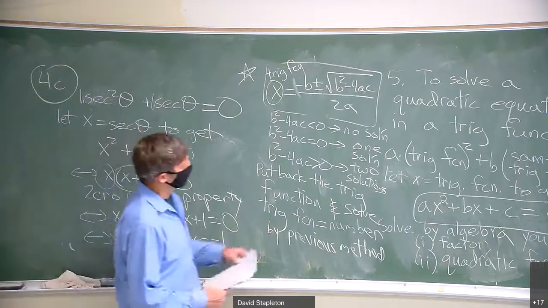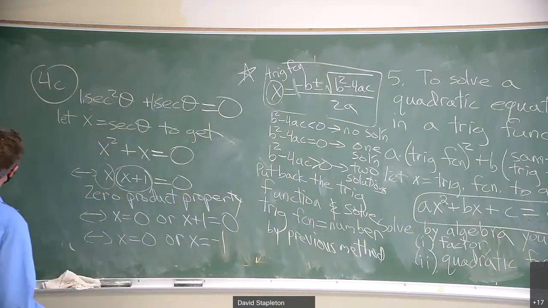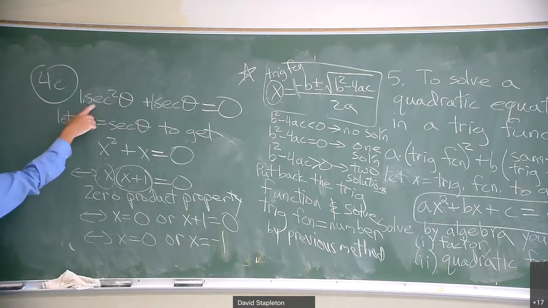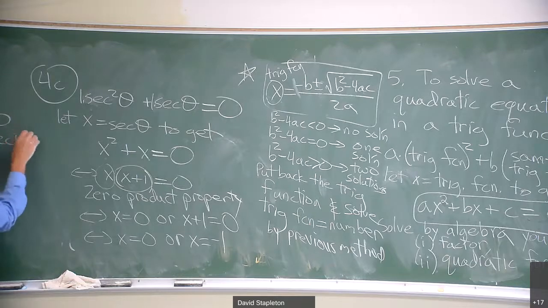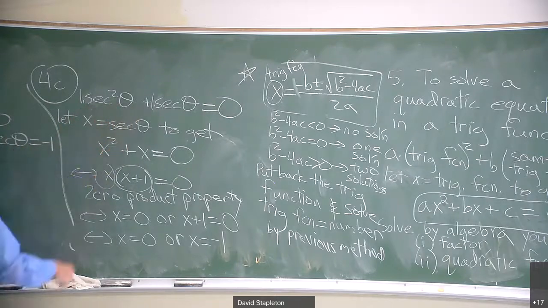So you put x equal the trig function, solve it for x, and now our original problem reduces to this. We put back the trig function: secant theta equals 0 or secant theta equals -1 are the only possibilities. This pair of equations is equivalent to the original equation. We just factored to find that out.